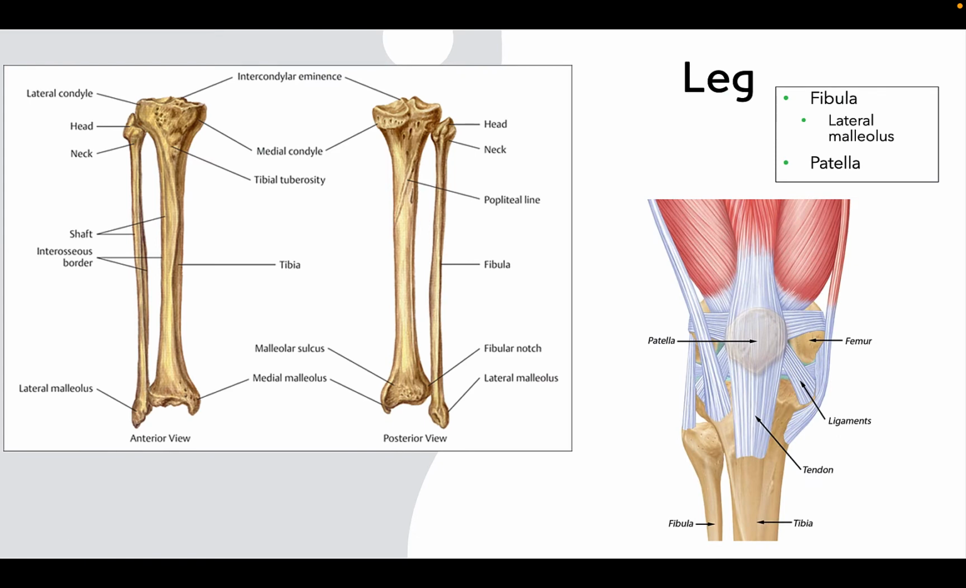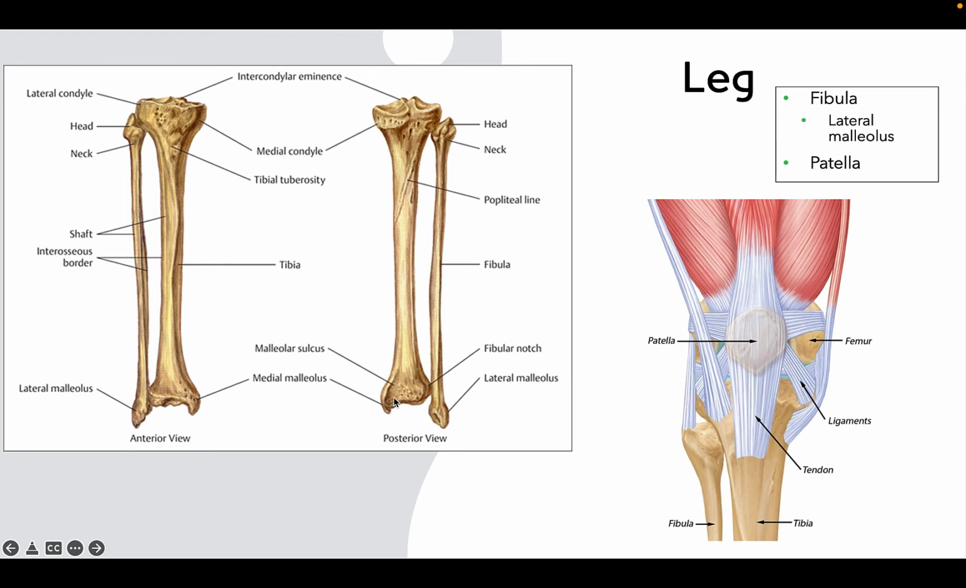So looking at your little diagram from your lab manual and also your book, you can kind of see it in your lab manual. You can see it better even here. Your fibula has this lateral malleolus. So this lateral malleolus is going to extend a little bit further down than the medial malleolus.